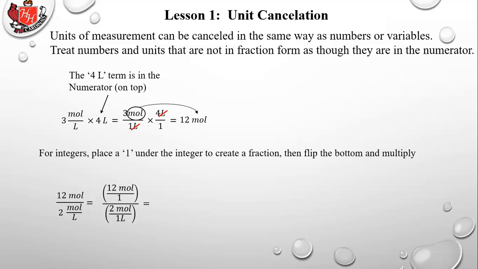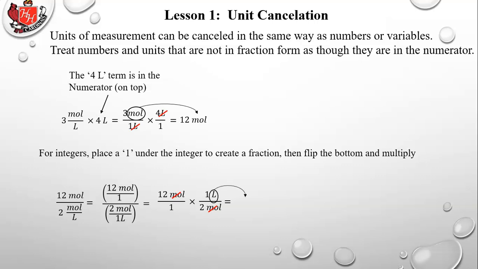And notice that you don't really even have to know what a mole is to do this. It's just understanding the principle of how you do these cancellations. Okay, so now we flip the bottom. So we have 12 moles over 1 times 1 liter over 2 moles. We flip the bottom. So now you can see that moles are going to cancel across that times sign there. So now the only unit of measure we have left is liter.